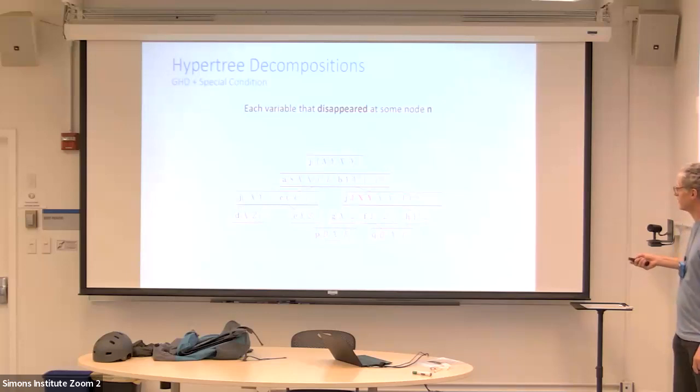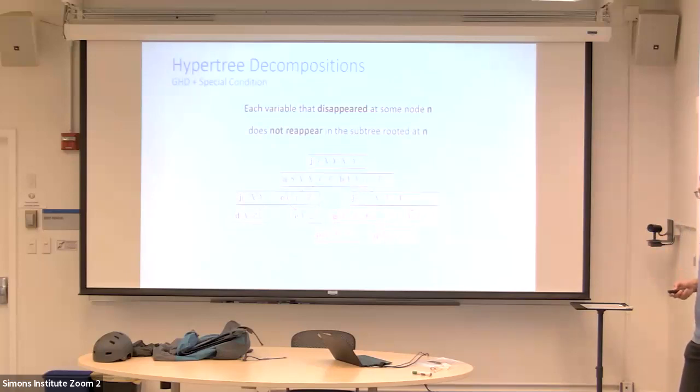It says if at some point we project out a variable, yeah, it is contained in the edge that we use in the edge cover, but it's not contained in the bag. Yeah, we project it out. Then it must not reappear below in the tree. That's the special condition.